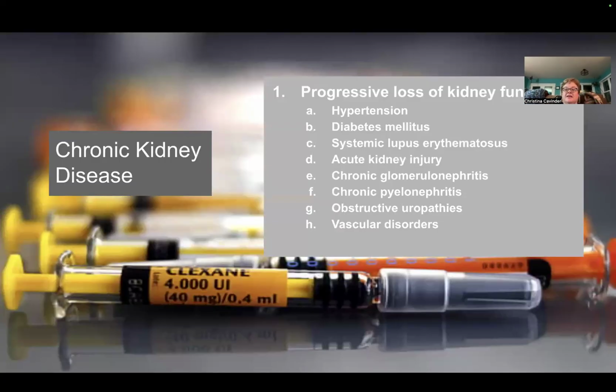So chronic kidney disease, top two problems for chronic kidney disease, what causes it? It's usually hypertension, which causes damage to the kidney, and diabetes mellitus, because that's too much glucose and it starts to bind to tissues and it causes decreased filtration. Lupus can cause it, acute injury, if it's not taken care of, can lead to this. Chronic glomerulonephritis, chronic pyelonephritis, if you have a lot of inflammation, damage to the kidney, obstructive uropathies, and vascular disorders.